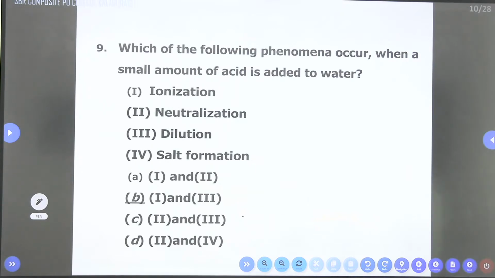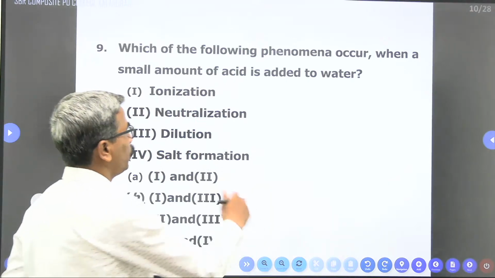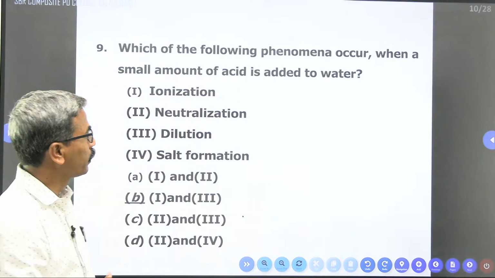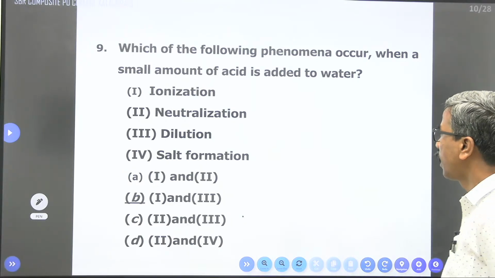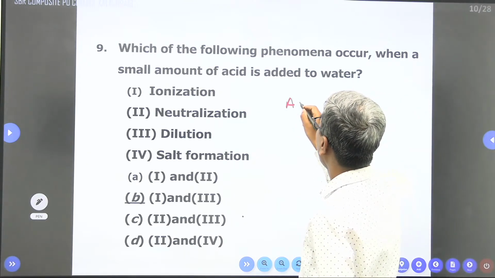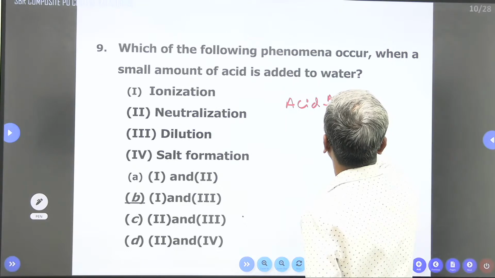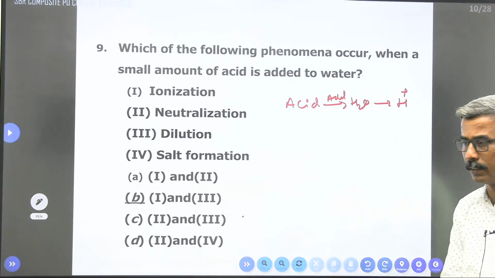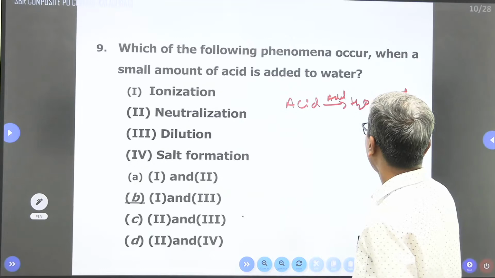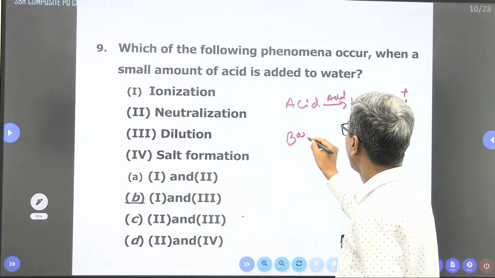Question number 9. Which of the following phenomena occur when a small amount of acid is added to water. I think during the theory part, in one of my classes I have given, according to Arrhenius, acids are the substances which, when you add water to them, produce H plus ions; those compounds we call acids. Similarly, if the compound, after adding water, produces OH minus, then that compound is a base.